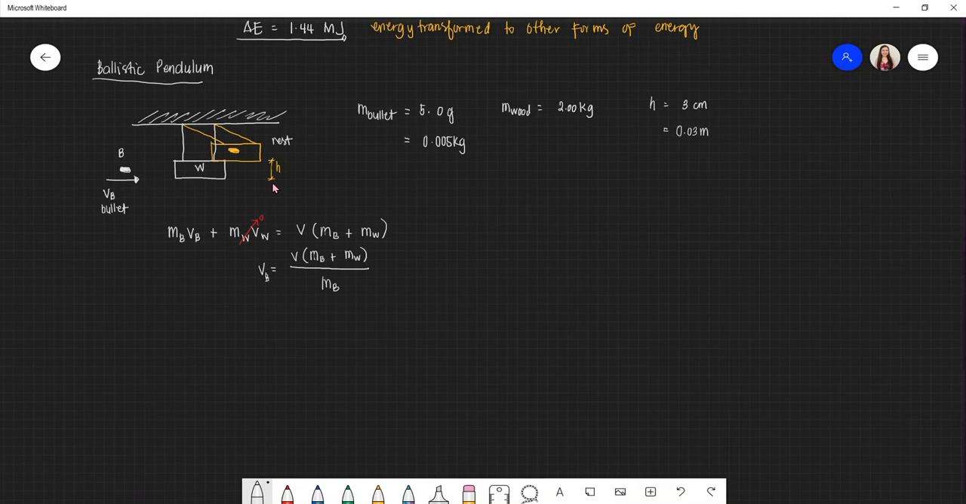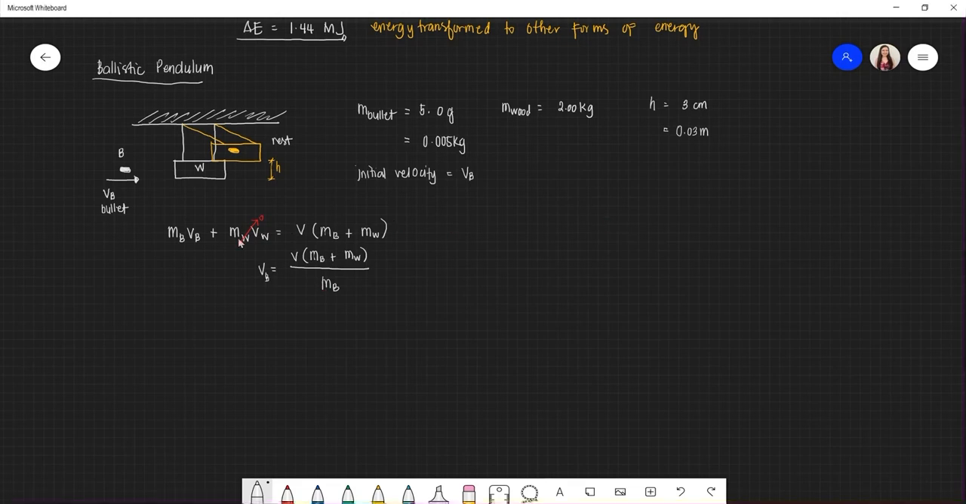So supposing we are looking for the initial velocity, or the velocity of the bullet before the collision, before siya na-embed sa block of wood. So let that be V sub B. Okay, so we have here two parts. So in the first part, momentum is conserved. So the total momentum before the collision is equal to the total momentum after the collision.